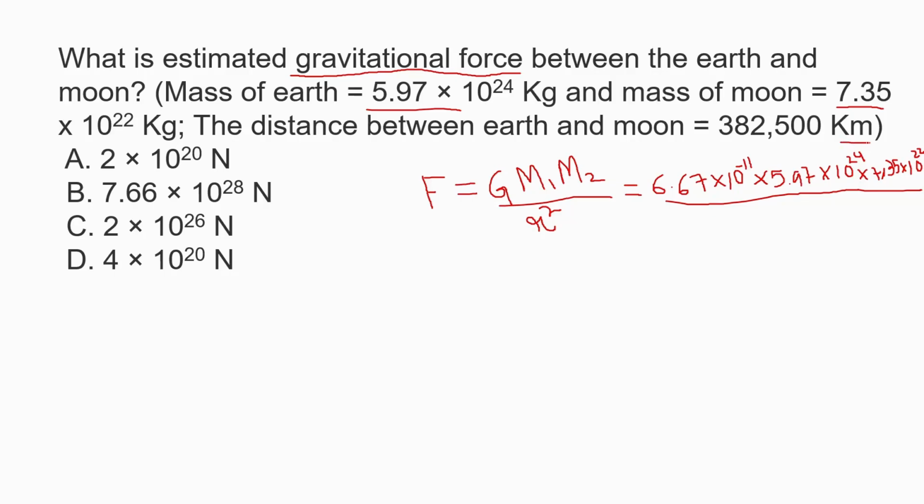R is in kilometers, so we'll try to convert this into meters. So basically this is 382,500 kilometers. 1 kilometer is 1000 meters. So we'll simply multiply 1000 with this. And then we'll put a square over this.